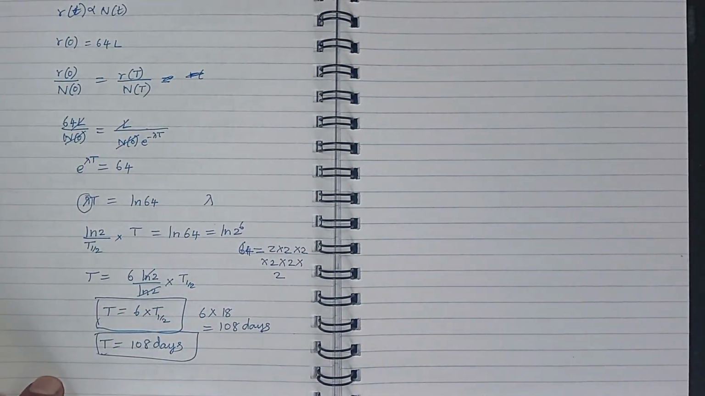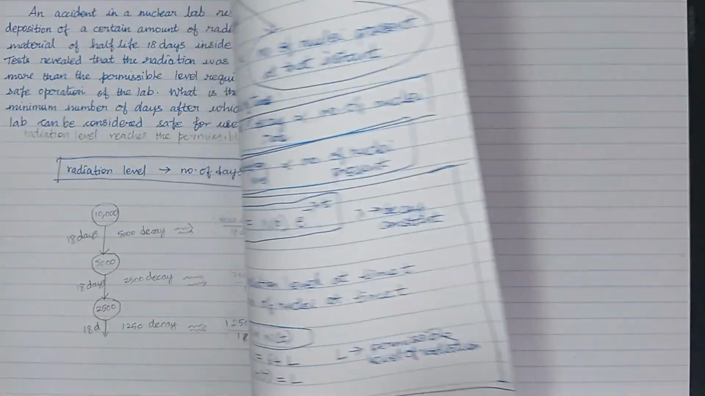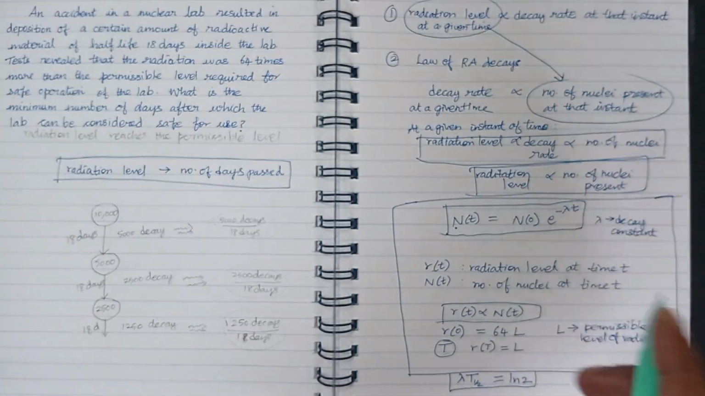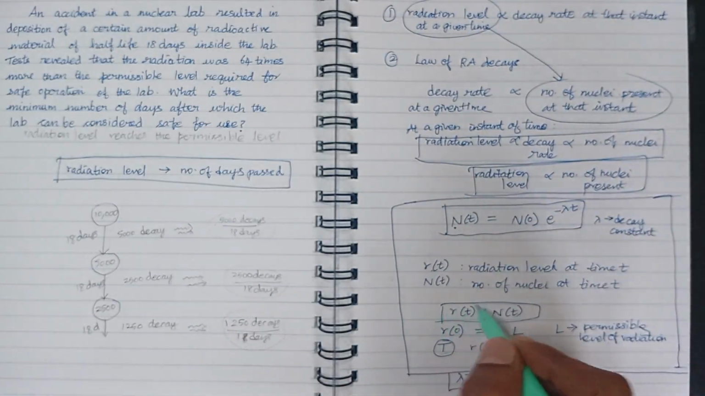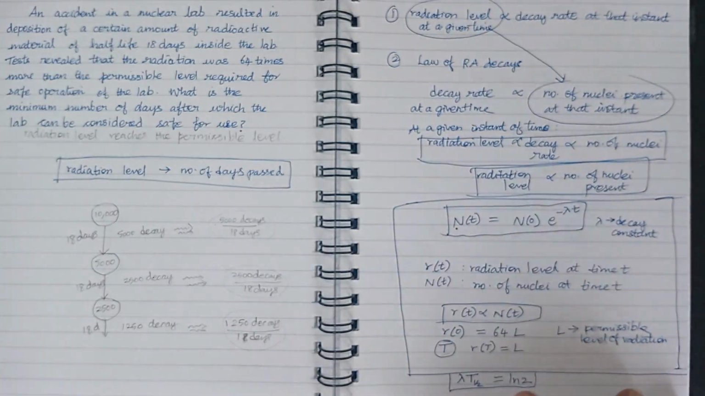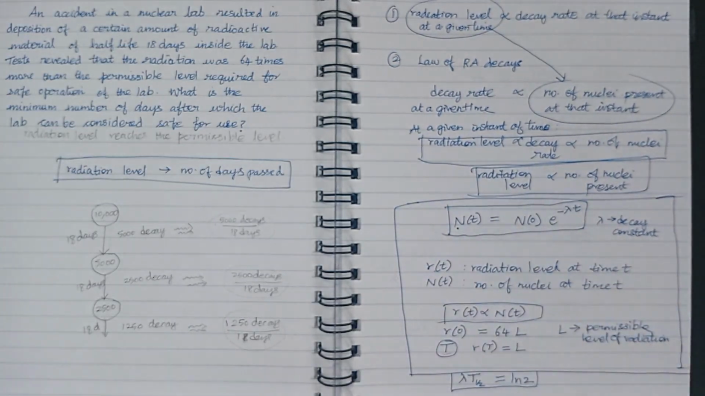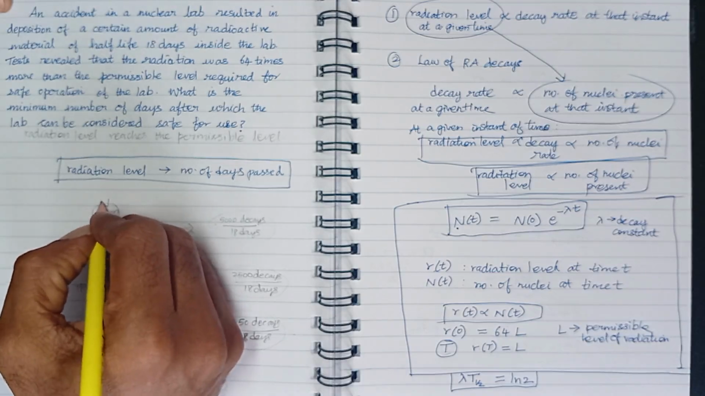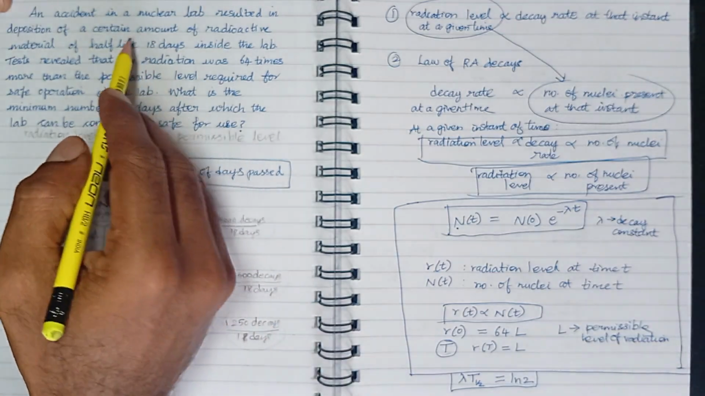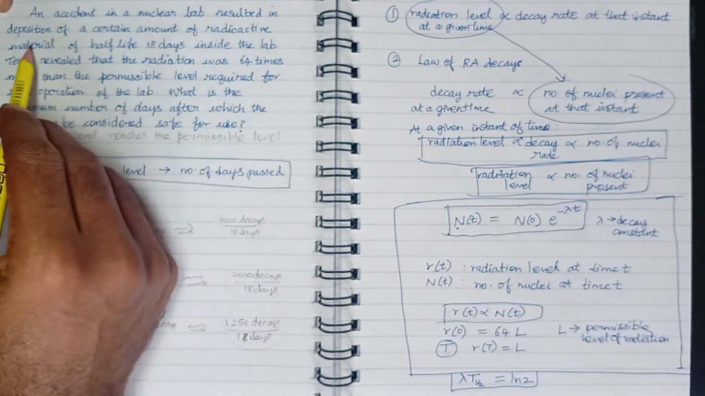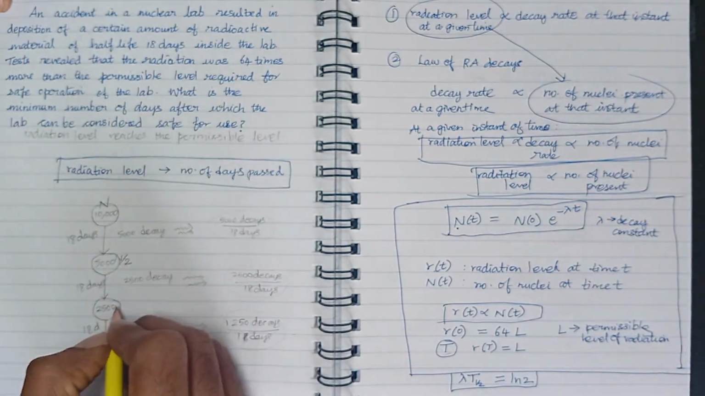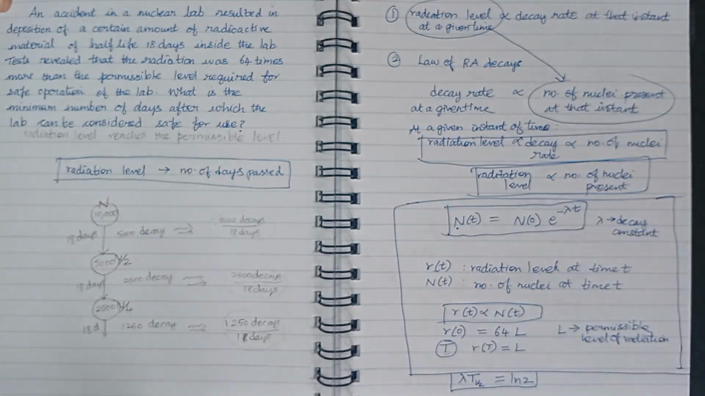Now let me mention one more thing here. There is another way to do this problem, just using the fact that radiation is proportional to the number of nuclei. Let's replace this 10,000 by N. There are N nuclei, we don't know the quantity, they have just mentioned a certain amount of radioactive material, and here it will be N by 2. Here it will be N by 4, and so on.